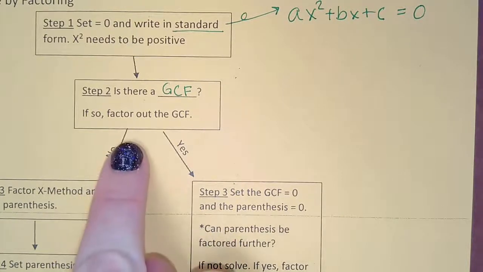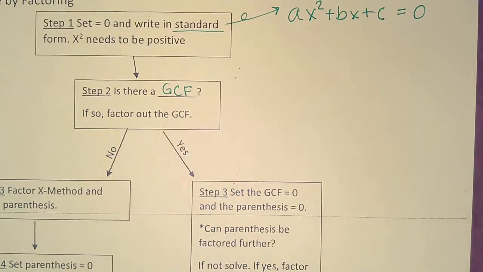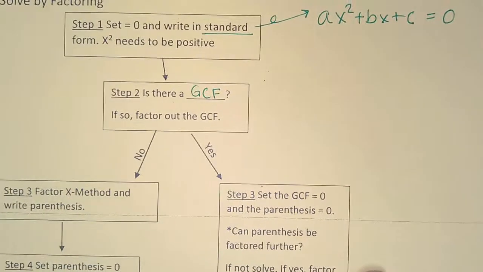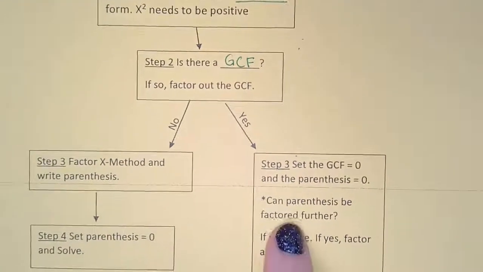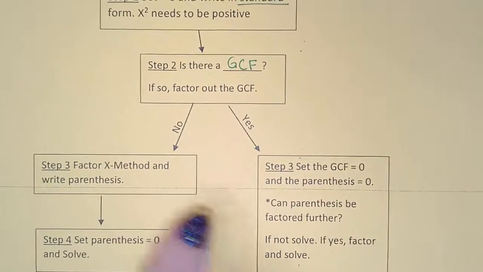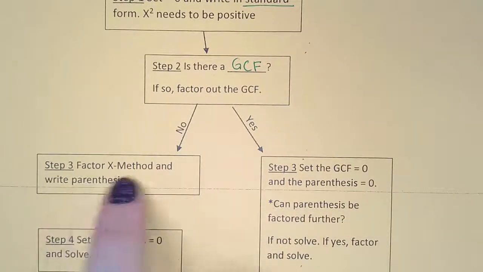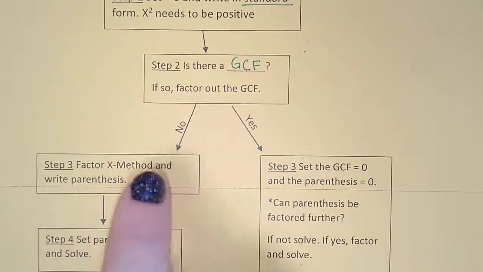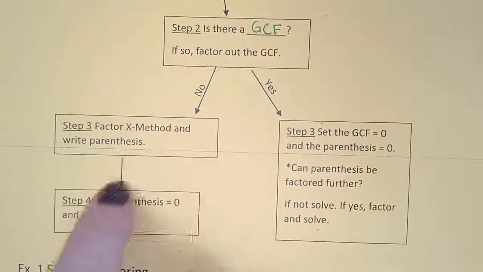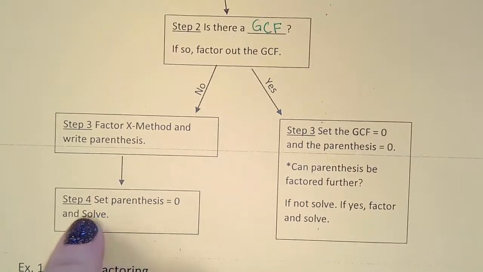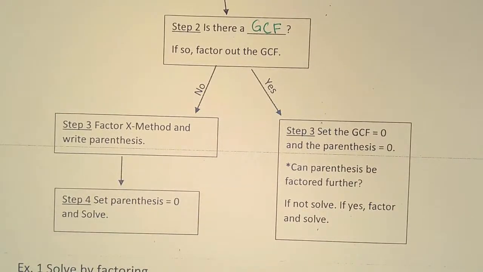So if so, we're going to factor out the GCF, and then we're going to use the x, and see if it can be factored any further. If there's no GCF, then we can factor using the x method or one of our special cases. Then we're going to set each parenthesis equal to 0 and solve. So let's take a look at our first example.